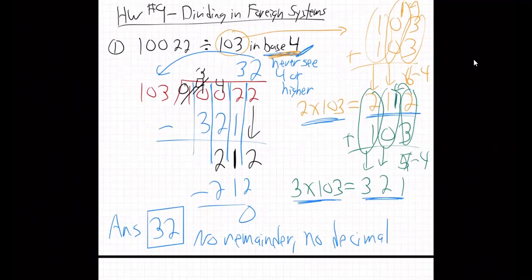So if you're getting a remainder, then you made a mistake somewhere. Go back and check your work. And this is what that means. And I'll be glad to answer questions at the end for the ones you're having trouble with. But yeah, there should be no remainder, no decimals on any of these questions.